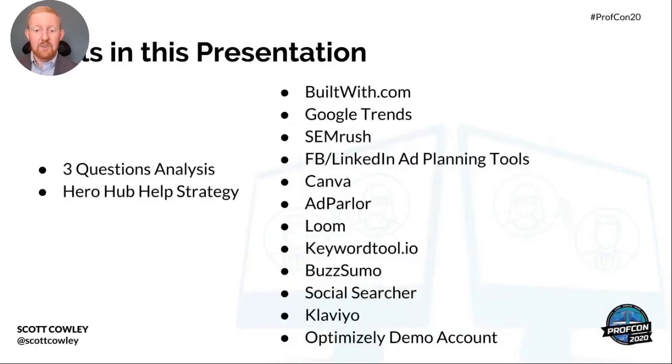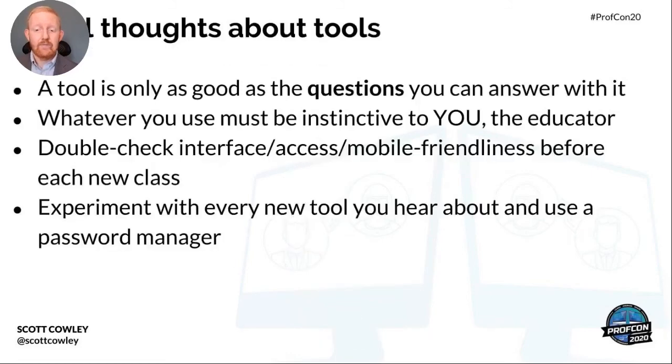Again, we've covered a lot of tools. There are some that I think are much more versatile than others. The decision-making tools like the 3 questions analysis and Hero Hub help strategy, I think, are the most effective because of the mileage they get and because you can bake them into just about anything.